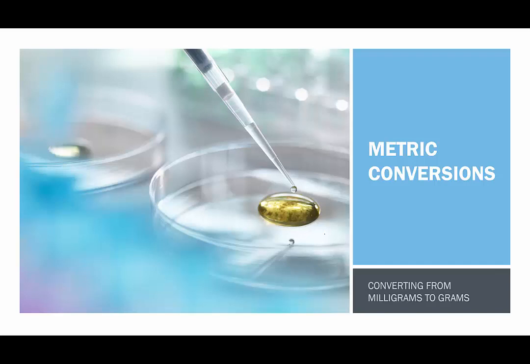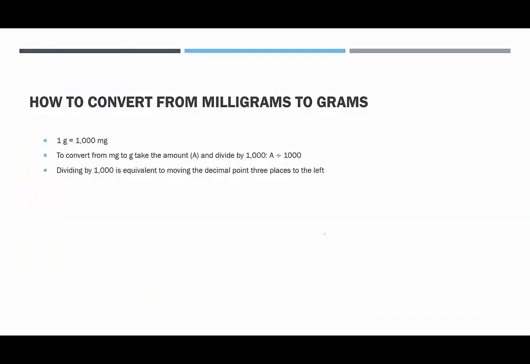In this video on metric conversions, we're going to look at converting from milligrams into grams. How do we convert from milligrams into grams? Well, it's important to know that 1 gram is 1,000 milligrams. To convert from milligrams into grams, take the given amount of milligrams and divide it by 1,000. So take the amount, divide it by 1,000.